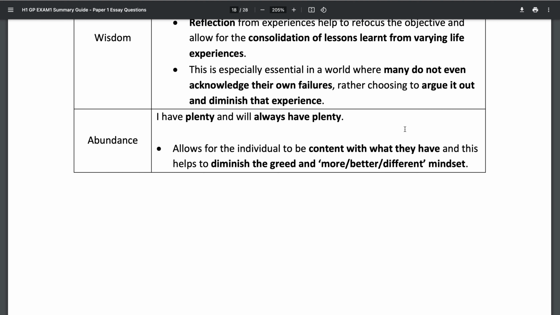And the last one is abundance. I have plenty and I will always have plenty. The keyword is plenty. Plenty means more than enough. Okay? I have an abundance of things. I have too much. Okay?